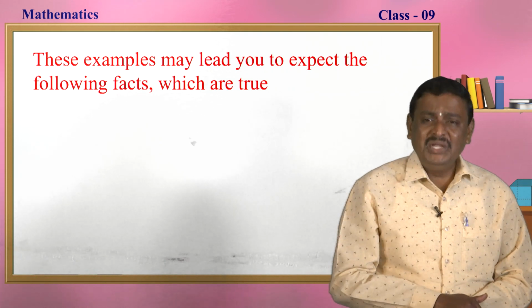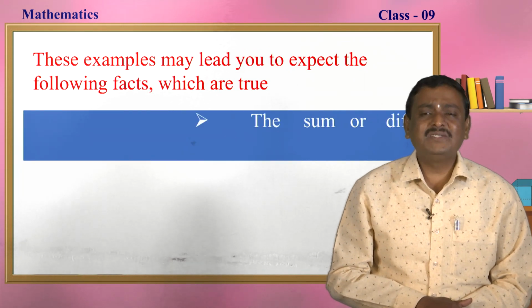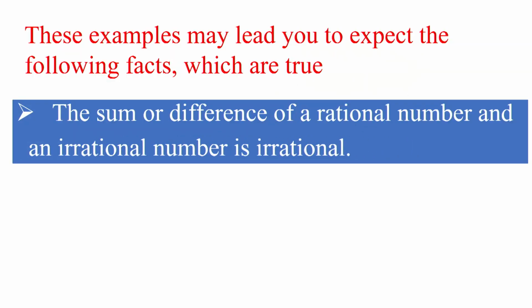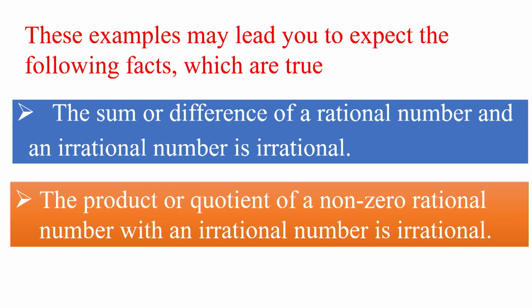These examples may lead you to expect some facts which are true. What are those facts, my dear students? See, the sum or difference of a rational number and an irrational number is irrational. The product or quotient of a non-zero rational number with an irrational number is irrational. Please note down, my dear students, the sum or difference of a rational number and an irrational number is irrational. The product or quotient of a non-zero rational number with an irrational number is irrational.